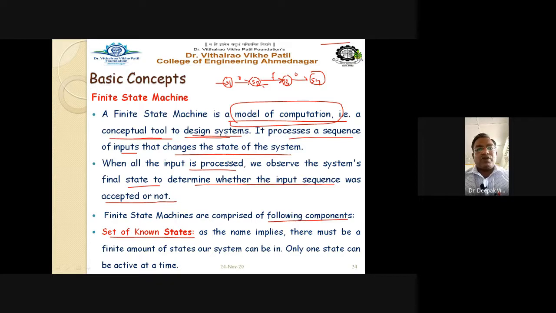So what are the components of the finite state machine? The first and very basic component is the set of states. As the name implies, there must be a finite number of states our system can be in, and only one state can be active at a time. So if S2 is active and you supply input 1, the system state changes from S2 to S3. Getting this point?